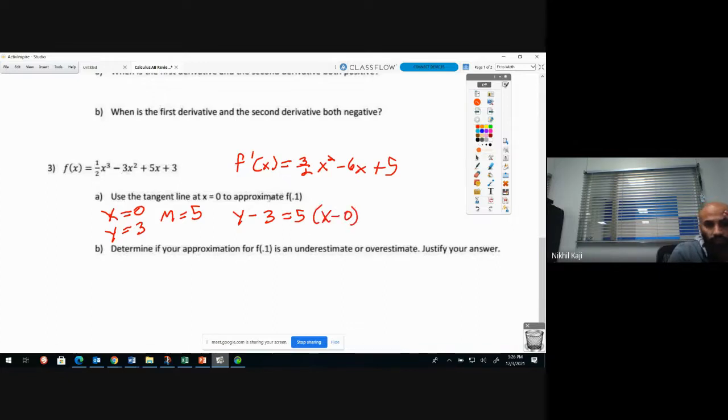Plug in 0.1. Now we can use this 0.1 to approximate this. So we'll plug that in, put the 0.1 in there now. So y minus 3 equals 5 times 0.1 minus 0, just 0.1. So y equals 3.5, because 0.1 times 5 is just 0.5. Then move 3 over. So here's my answer. That's my approximation. So again, I'm not trying to plug in 0.1 into this. I'm trying to use it in the tangent line to approximate it.